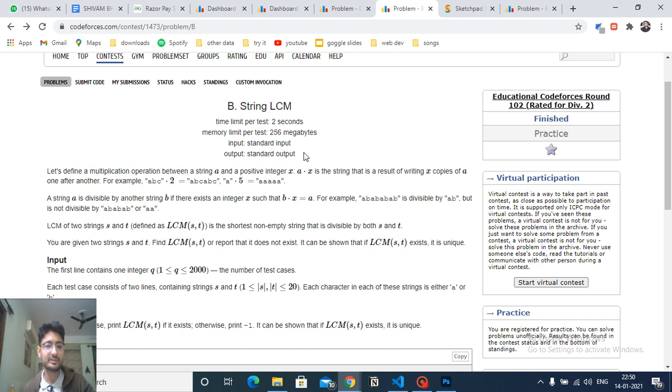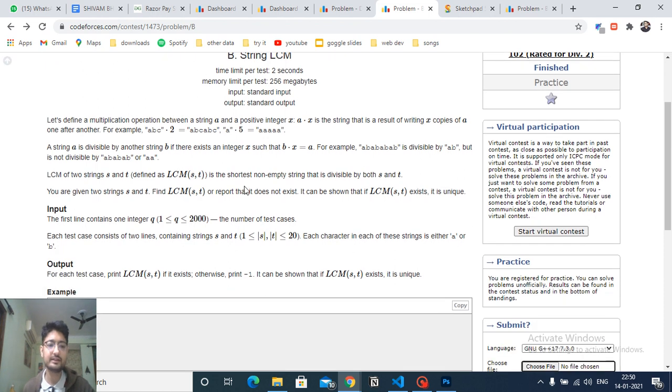The problem statement, in simple terms, says you are given two strings S and T. Like the LCM of two numbers is a bigger number which can be divided by both the smaller numbers. If it's 5 and 3, the LCM is 15, because 15 is divisible by both 5 and 3. Similarly, the LCM of two strings is the shortest non-empty string that is divisible by both S and T.